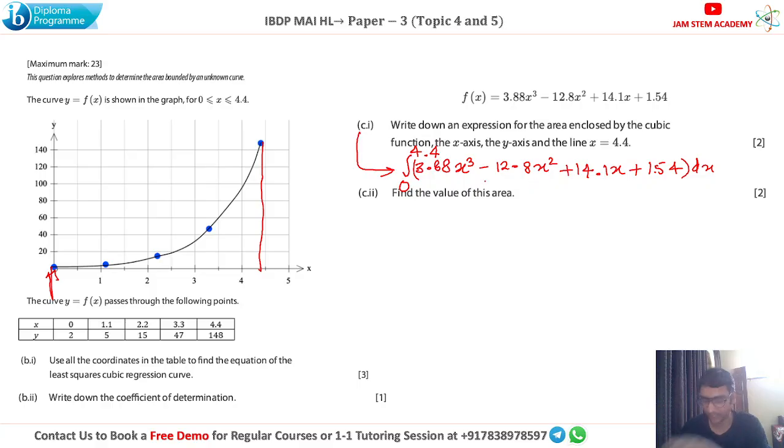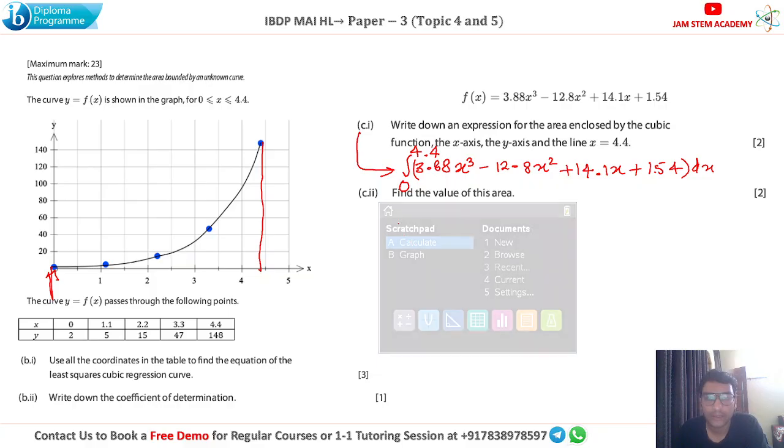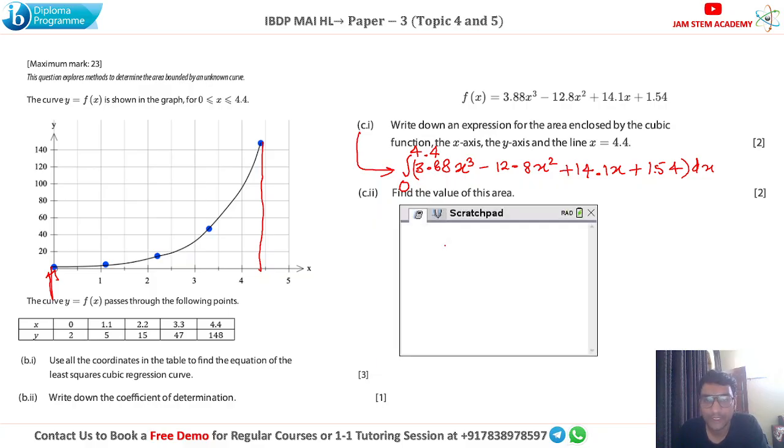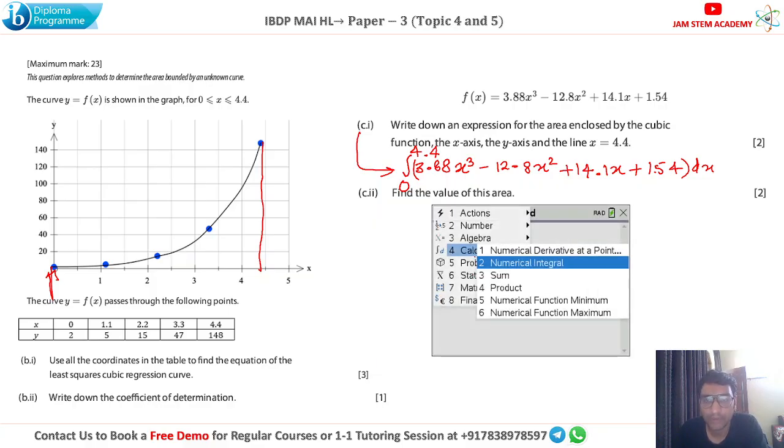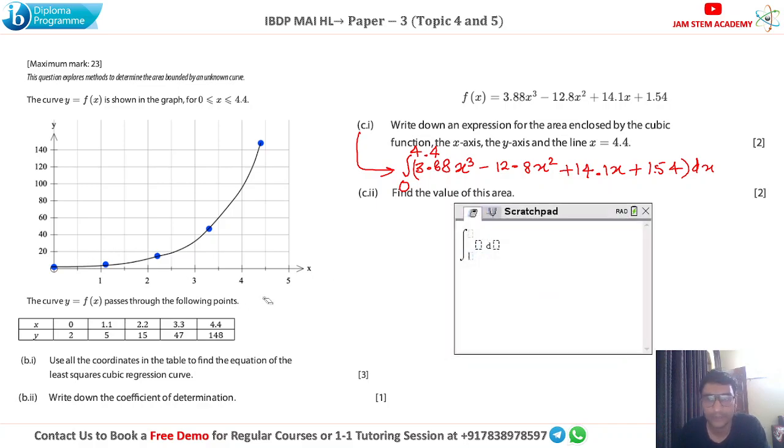So now you can enter this in your GDC. Go to calculate. Then in the calculator mode, select calculus and numerical integral. Once you select the numerical integral, it pops up with a window like this. Here you can enter the upper limit and lower limit. Here you have to enter the lower limit. Here you have to use the upper limit. Here you have to use the cubic regression this time, that cubic equation, and here you can write dx.